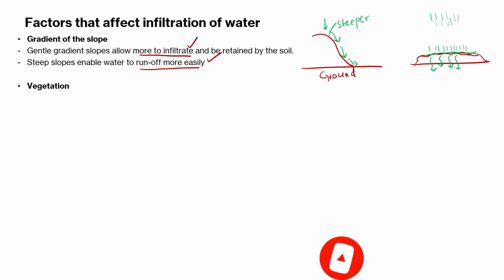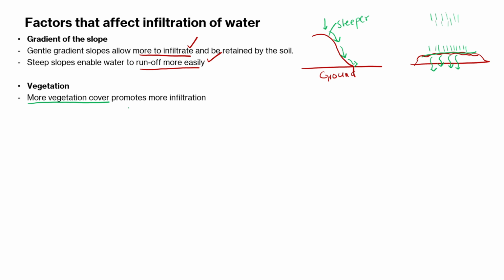Another factor that affects infiltration is the vegetation cover. So basically, if we have got more vegetation cover, then we promote more infiltration. When we're talking about vegetation, we're just talking about plants. So if you've got a land that has got a lot of grass and a lot of trees and all of that, that promotes infiltration. And if you have got some place that does not have any trees or vegetation or plants, then that will promote surface runoff.